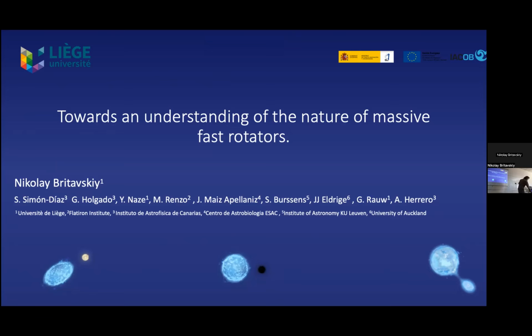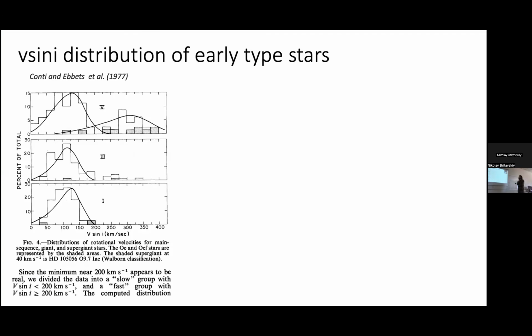So let's start from the ancient times, when people first noticed that if we plot the rotational velocity of, in this case, O-type stars, in a given volume, we see a non-uniform distribution. We have one peak in the slow rotating domain and a fast rotating tail. Here I'm citing a paper from 1977, where people empirically defined who is a slow and who is a fast rotator. Each star with a rotational velocity, v sin i, less than 200 km per second is slow rotating, and everything more than 200 km per second we define as a fast rotator.